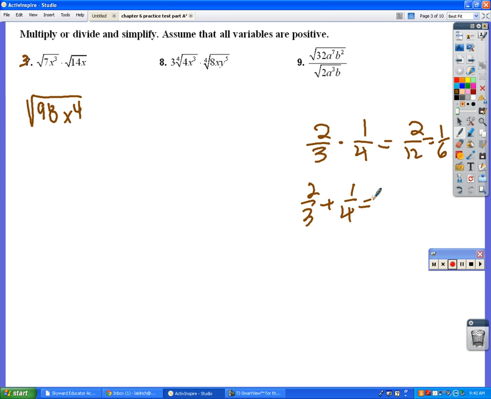Okay? All right, so now I can take the square root of 98, I can simplify that to 49 and 2. So the square root of 49 is 7, so that comes out. Square root of x to the 4th is x squared, so that comes out. And then that leaves us a square root of 2 underneath the square root symbol.